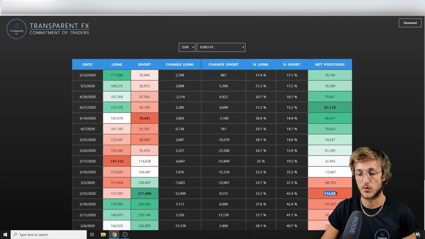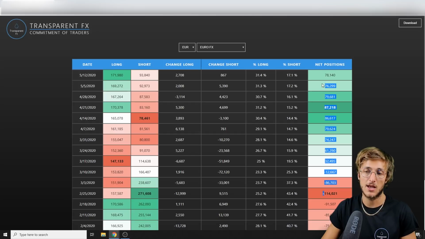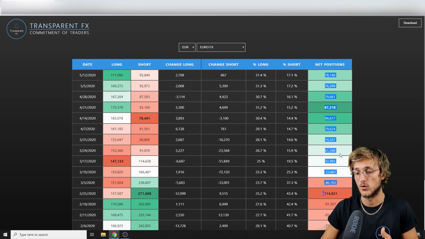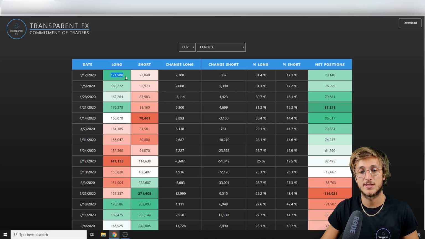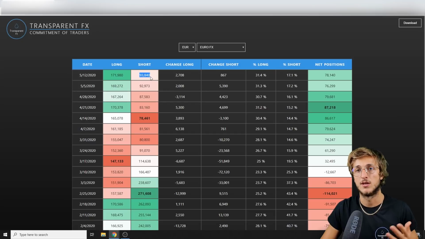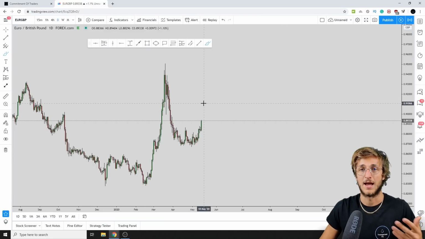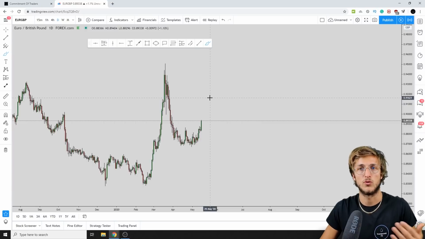pretty aggressively from minus 114k all the way up to plus 87k, and currently we are now sitting at 78k. So we went from having way more shorts than longs to having way more longs than shorts. In fact, at the moment we have 171k long positions and 93k shorts. So strong euro, weak GBP. Again, more confirmation for the move to the upside.